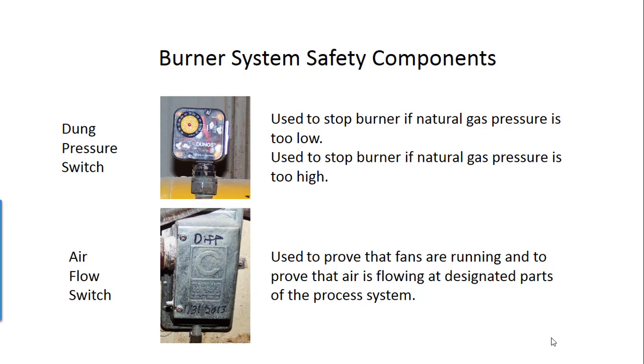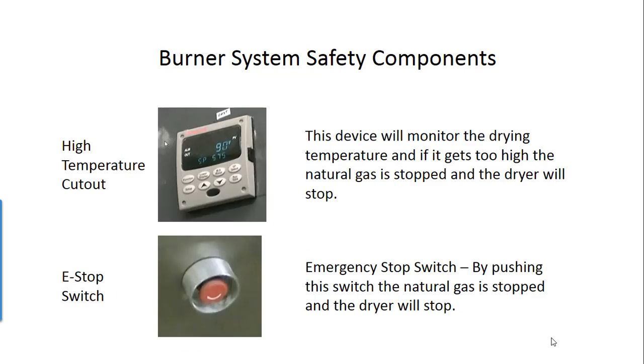The next item is an airflow switch, and that is used to prove that fans are running and to prove that air is flowing at designated parts of the process system. The key to this explanation is the word prove. We're not validating something, we're not verifying something. These are intricate into the logic of the system, and we have proof positive that these functional features are active. Very, very important.